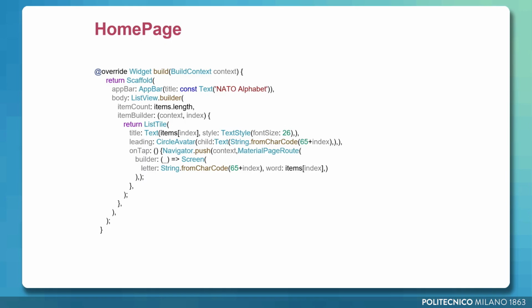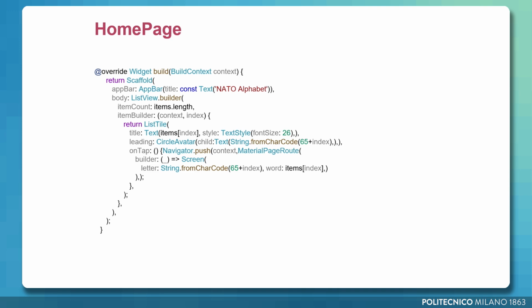This builder requires a few important parameters. The first one is item count, which specifies how many elements the list should display. In our case, this is straightforward. Since our data source is a list of strings, and every list has a length property, we simply reuse that value. The second parameter is item builder. As mentioned earlier, we must define how each individual item should be built. The builder is a function that takes two parameters, the usual context and the index, which represents the position of the element within the list.